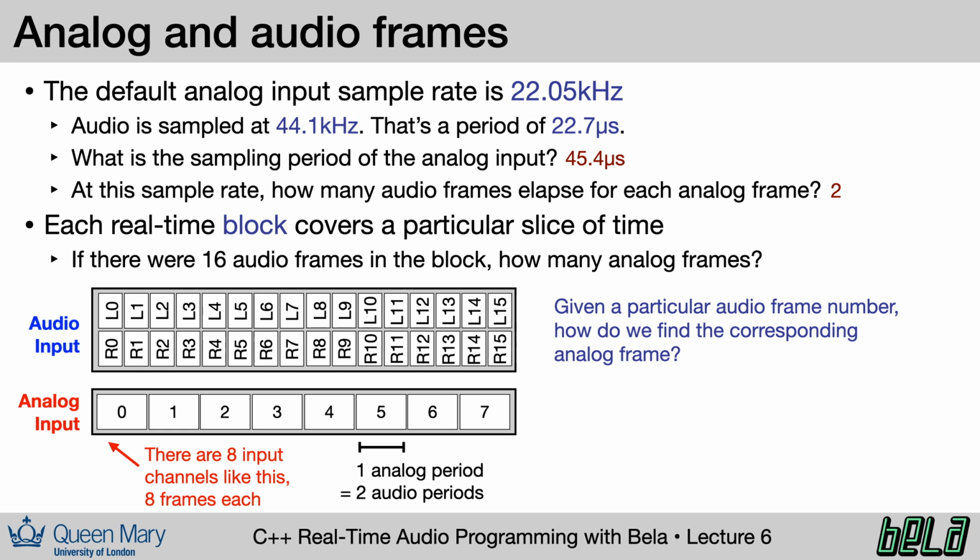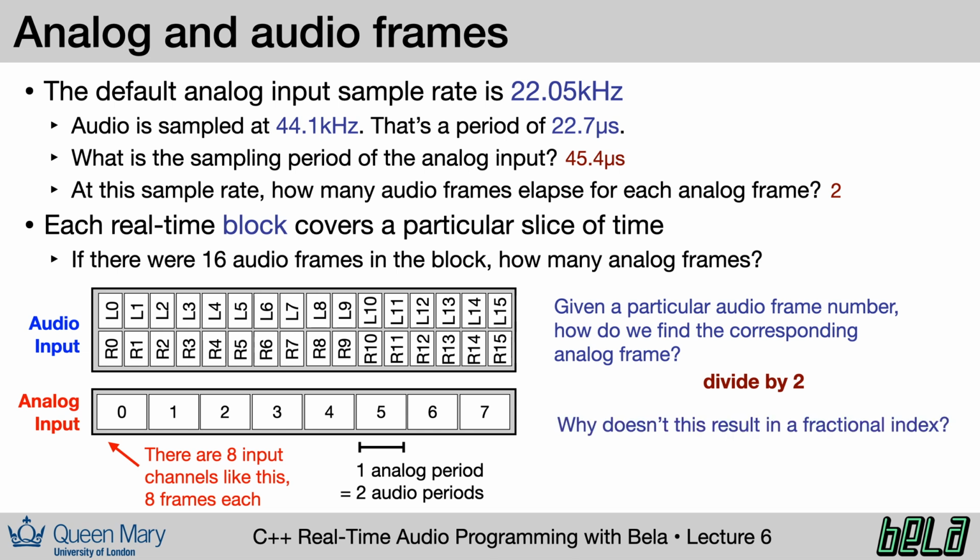In our previous Bela examples, we've written a for loop inside of render which stepped through each of the audio frames. This leads to an important question, which is, given a particular audio frame number, how are we going to find the right analog frame number that corresponds to it in time? Well, given that there are 2 audio frames for each analog frame, we can just divide the audio frame number by 2 to find the corresponding analog frame.